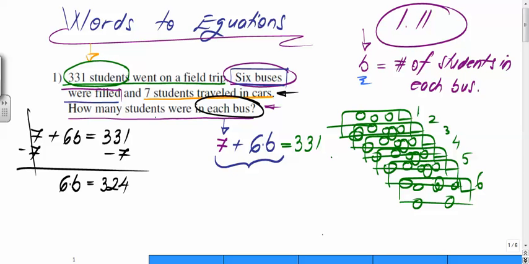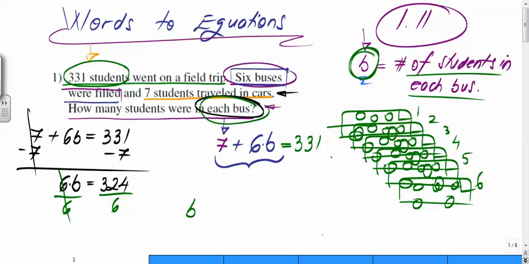Well, the question is how many students in each bus? B represents the number of students in each bus. And to find that, because I have 6 of them and I need only 1 of them, I will divide that by 6, right? So 6 divided by 6 is 1. The number of students in each bus, B, will be 324 divided by 6.